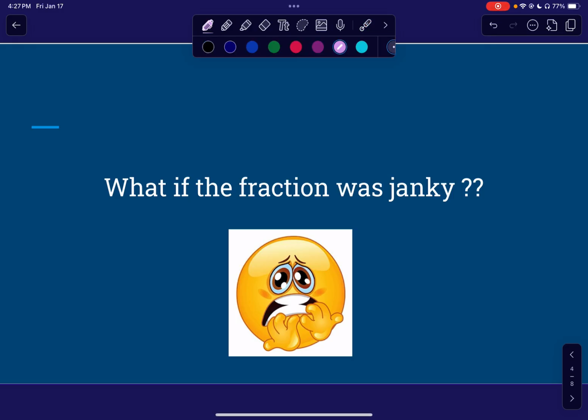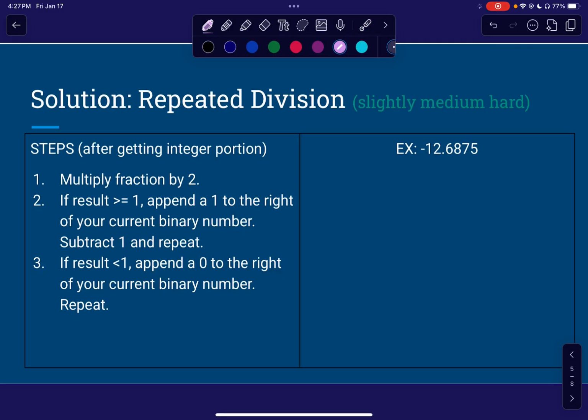Okay, and so the way that we are going to solve this is with repeated division. And this, we're going to call it a slightly medium hard problem. And the steps are over here on the left. So after you get the integer portion, which is like what we did earlier with the 10 going into 1010, we are going to take the fractional remainder. We're going to multiply it by 2.